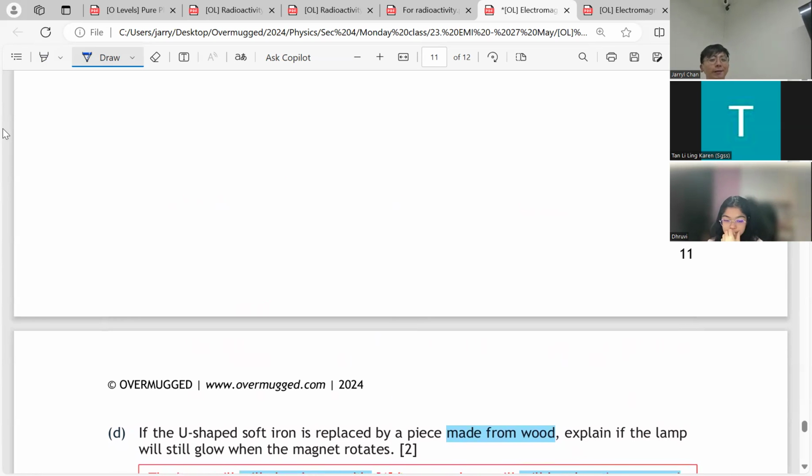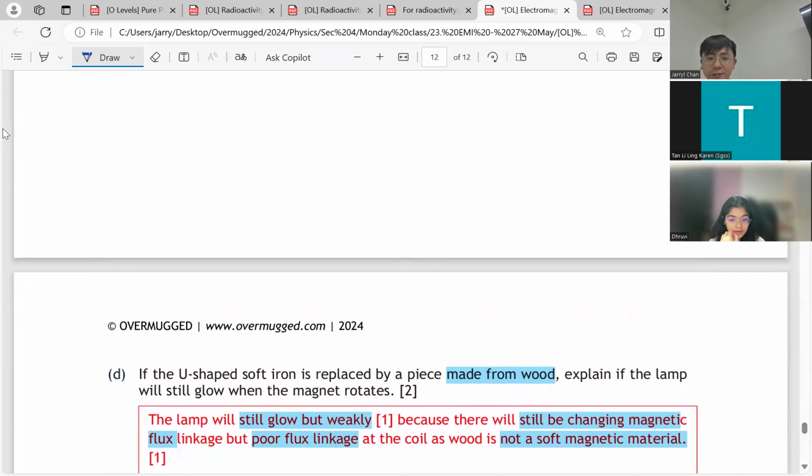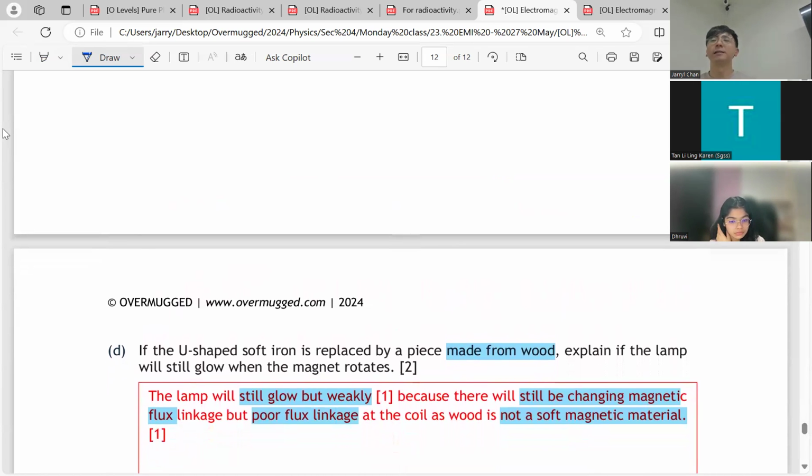Part D. U-shaped iron replaced by a piece of wood. Does the lamp still glow? And the magnet rotates. Piece of wood, yeah, piece of wood. It actually does still glow. What's the logic to this? It is weaker because of the poor flux linkage.